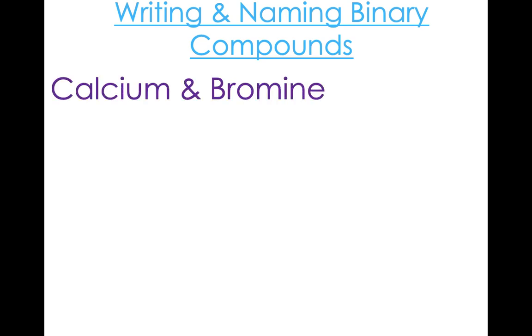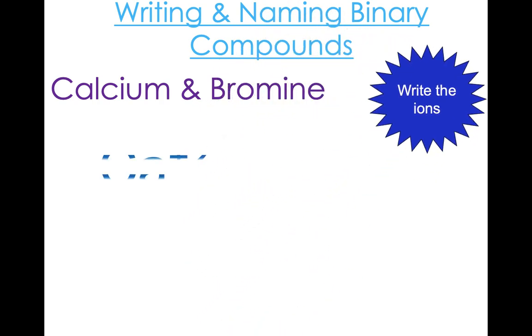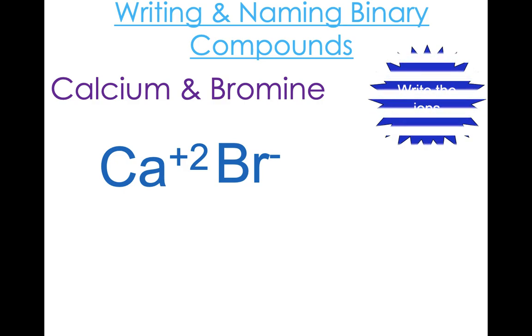Our next example is calcium and bromine. We're going to write our ions down. A Ca+2, a Br-1. Calcium's in group 2, which has a +2. Bromine is our anion in group 17, which has a -1. It has 7 valence electrons, which means it's going to gain 1 and become more negative.